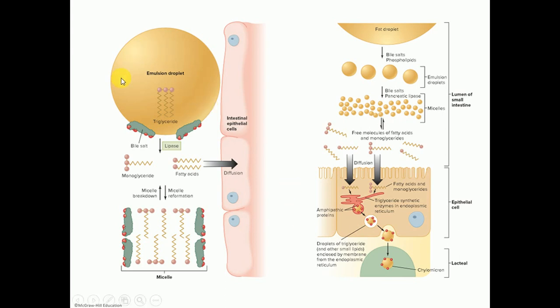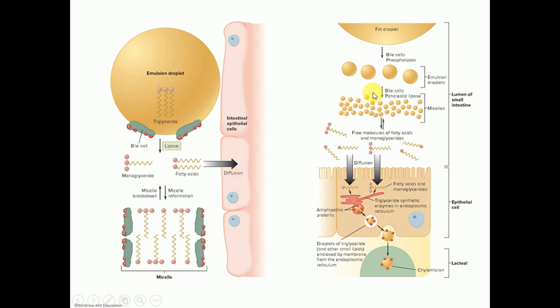So you can see here again, this is your droplet with the bile salts and the triglycerides that helped in the emulsification process. And then by the action of lipase, we were able to digest it into a monoglyceride and 2 free fatty acid chains. And then they are going to diffuse into the intestinal cell.